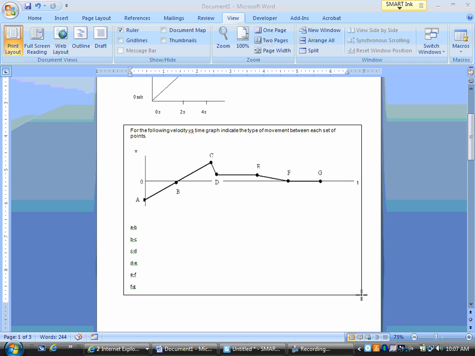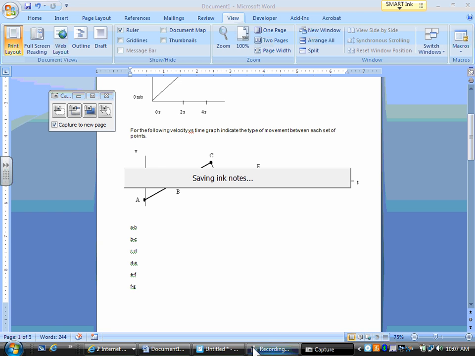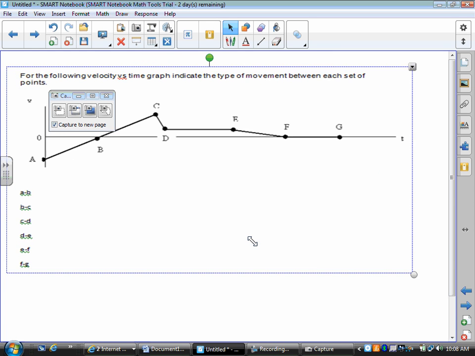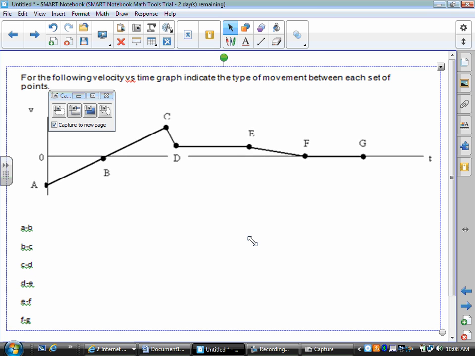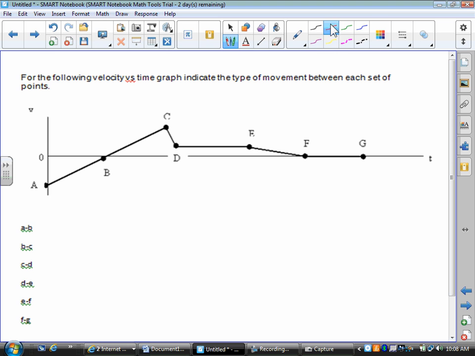Alright, so looking at this one. Now this is a little bit different than what we did with the position versus time graphs. So for segment A to B, what's happening for this object? Okay, so I'm hearing increasing speed. If we look at this, this is a velocity versus time graph. So it's not a position time graph. So don't get confused with what that slope means. Remember, the slope of a velocity versus time graph shows you acceleration, right?